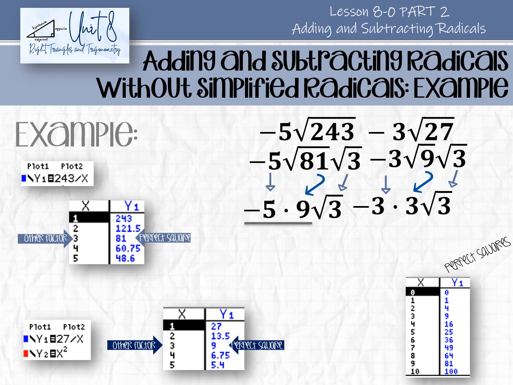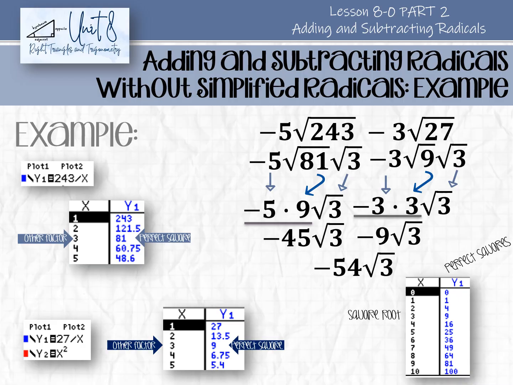Now simplify. We need to multiply those two together. So that is negative 45 times the square root of 3. Multiply those together. So negative 9 square root of 3. And they both are like terms, so we can combine those to get negative 54 square root of 3.